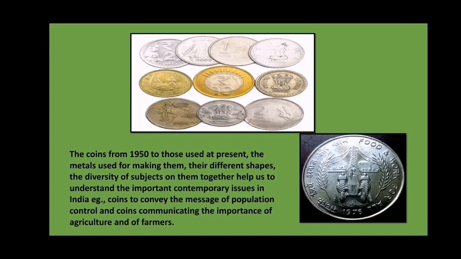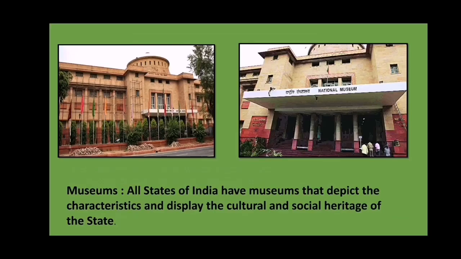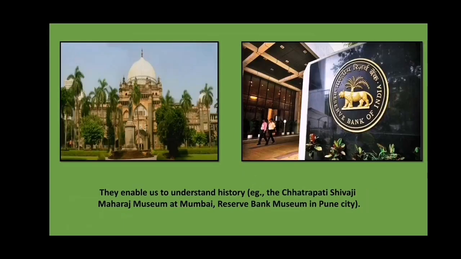So from time to time, changes are taking place in the shapes and metal of the coins. Museums. All states of India have museums that depict the characteristics and display the cultural and social heritage of the state. Everywhere, in every state, we will find one museum. In Mumbai also. So here we can say they enable us to understand history.